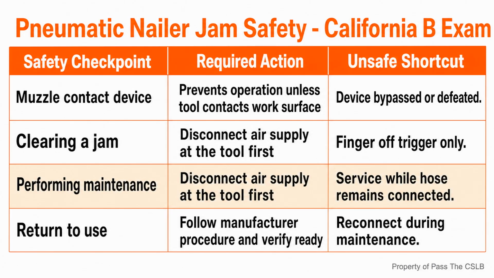A connected hose leaves pneumatic energy available to the tool. Manipulating a lodged fastener or the nose assembly can move components that control firing. Disconnecting the supply at the tool removes the continuing air source before the hands enter the danger area. A supervisor should make the sequence ordinary and non-negotiable.